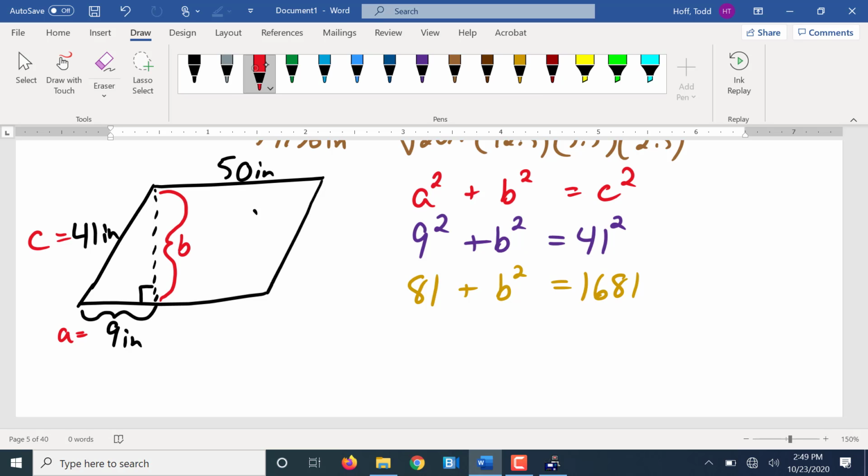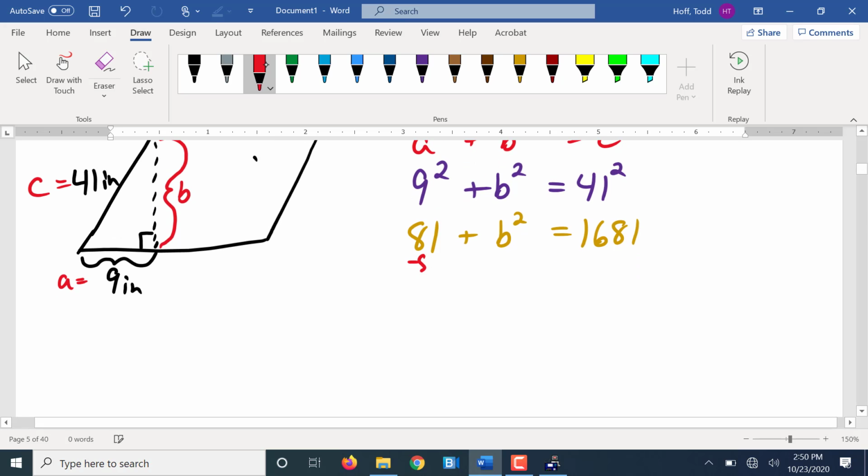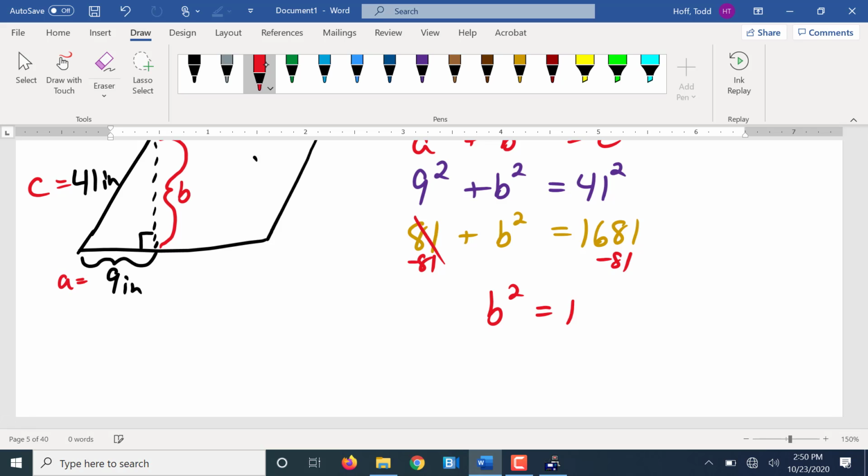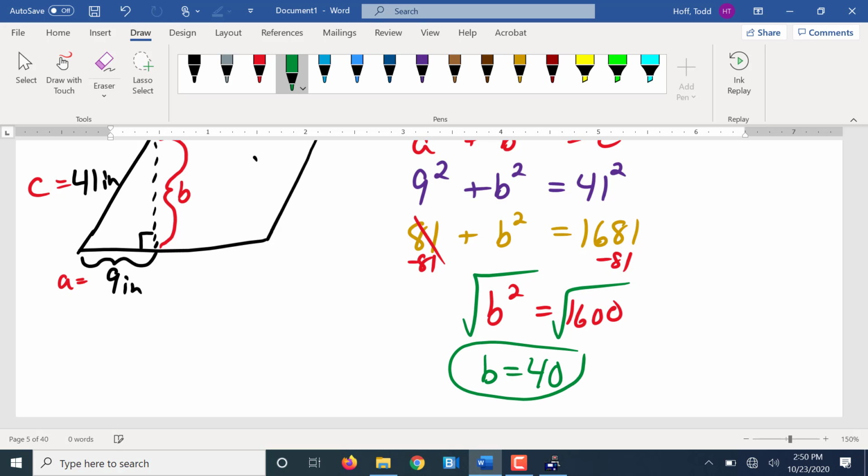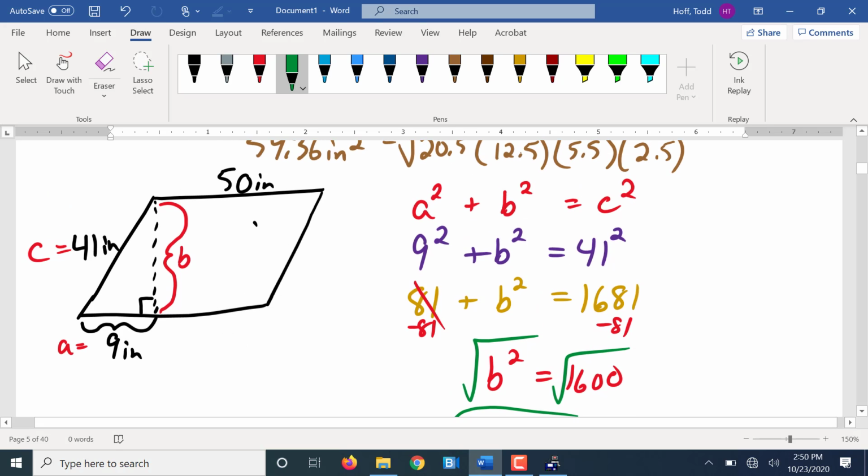1,681. Now to figure out what B is here, we're going to have to subtract the 81 to get B squared is 1,600. And then to get B, we would square root. What's the square root of 1,600? 40. Now we know that's a leg, so it has to be shorter than the hypotenuse. So we better get something shorter than 41. So we get the 40, and that sounds reasonable.